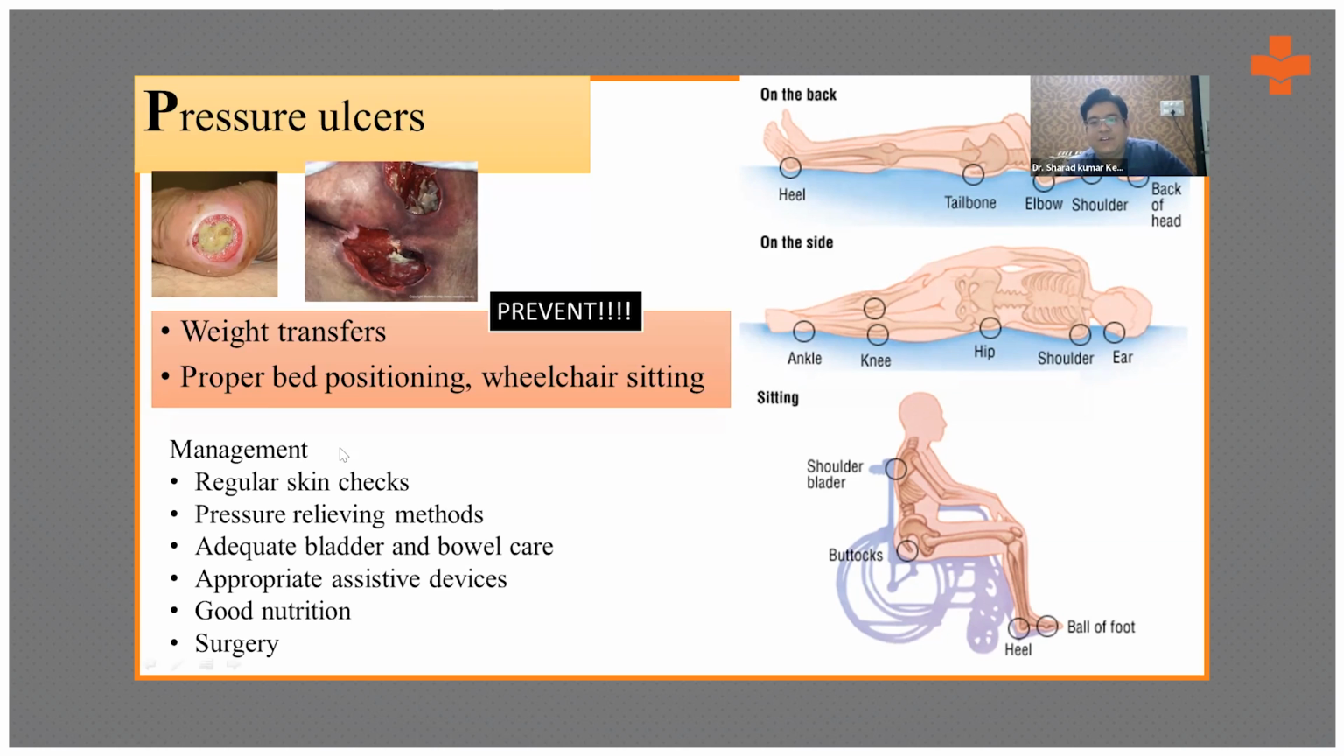And on the right side, you can see different positions and which areas you can have more pressure ulcers. Like supine position, you have the heel, sacrum, elbow, shoulder, and occipital area. Then if you lie on the side, all the bony areas which are coming in contact with the ground, like the ear, the shoulder, olecranon process, the hip, the knee, and ankle. And on sitting, you see the shoulder blades are constantly having pressure. Then again, the buttocks, the sacrum part, and ball of the foot and heel are under constant pressure.